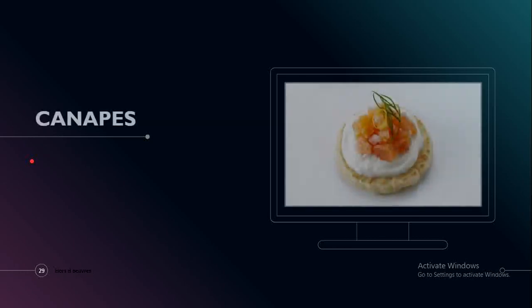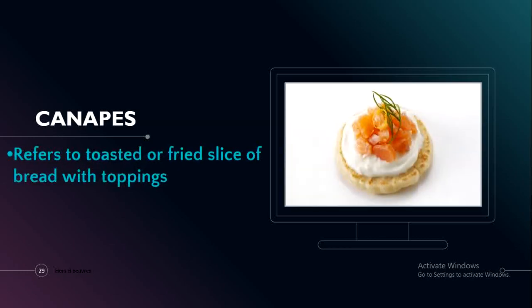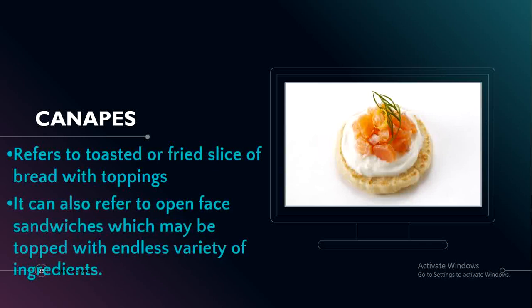Next topic is canapes. Canapes refers to a toasted or fried slice of bread with toppings. It can also be referred to as an open sandwich, with endless varieties of toppings that can be added. It is not compulsory to have bread as the base. You can use other things, like biscuits or small pie shells for the base. So basically, a canapé refers to a small open-face sandwich with a base, spread, topping and a garnish.